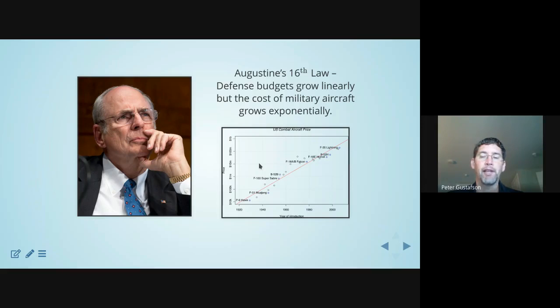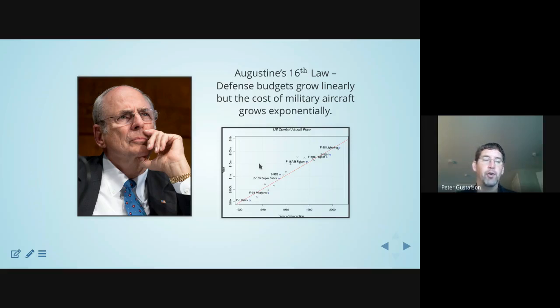If you look at this plot from 1920 all the way up to the year 2000, different aircraft plotted on the price per unit. So, for example, the P-51 Mustang, as manufactured in about 1945, was less than $100,000. Today's F-35 Lightning is over $100 million per aircraft. If you plot those, it turns out it grows exponentially. It's a log linear plot versus time. However, of course, the growth of the budget is probably more closely approximated as linear.